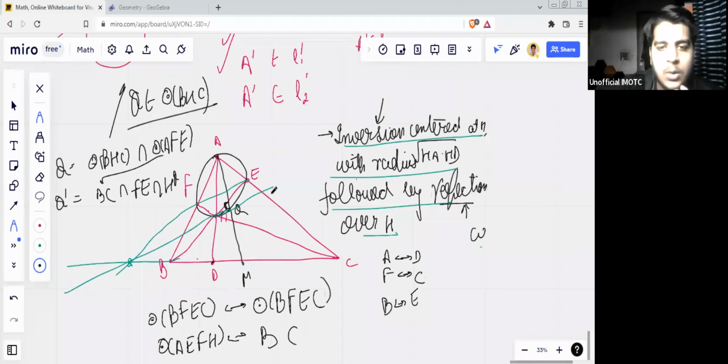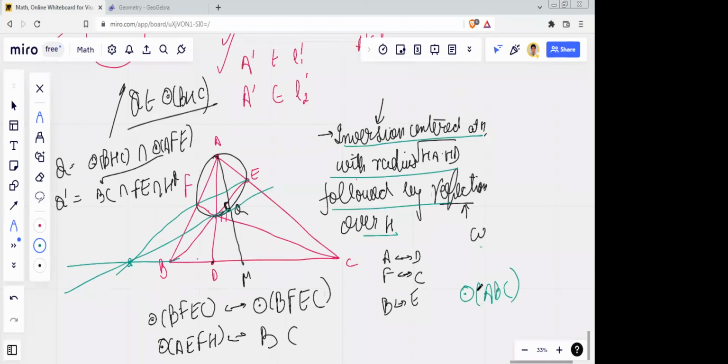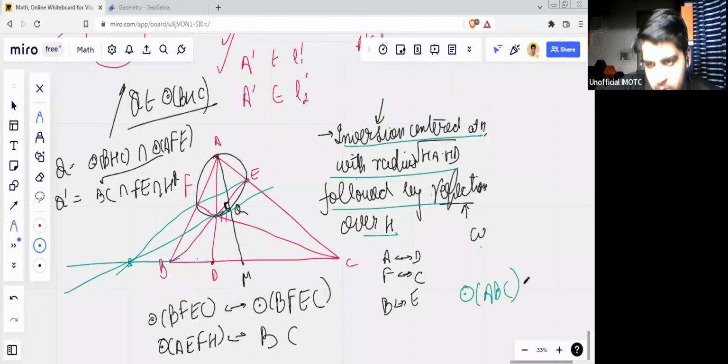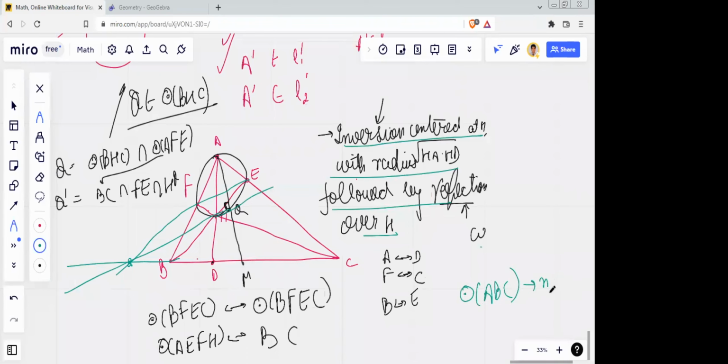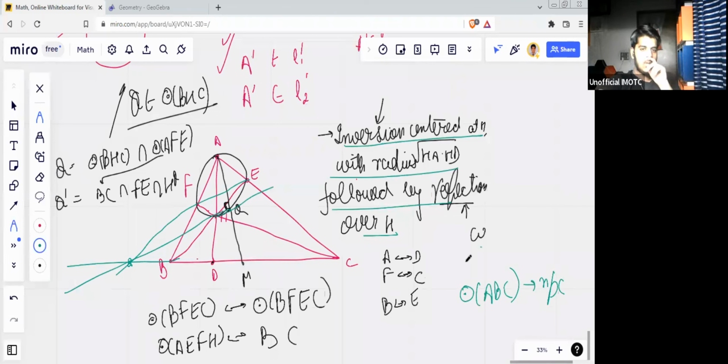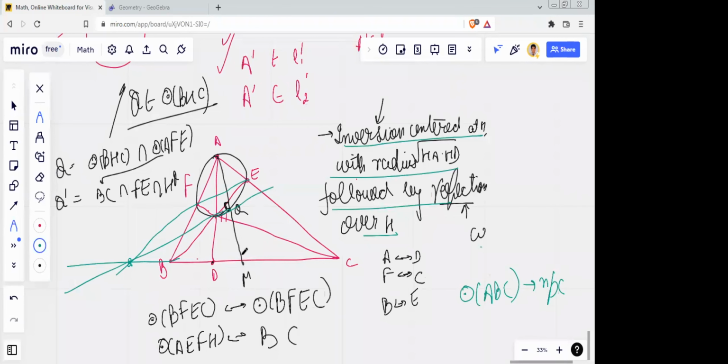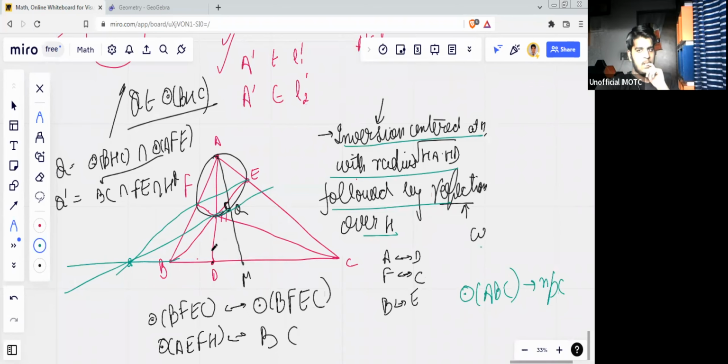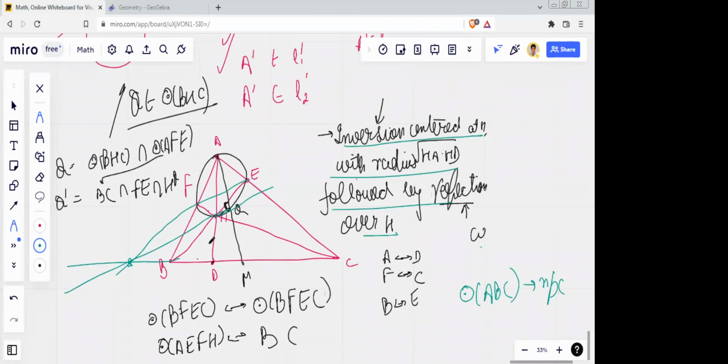Where does the circle ABC go to? The circumcircle goes to the 9-point circle. How? A goes to D, B goes to E, C goes to F. But I guess the same inversion holds by taking the inversion with center A with square root AH into AD. But it wouldn't be the 9-point circle, I guess, because A wouldn't go to D.